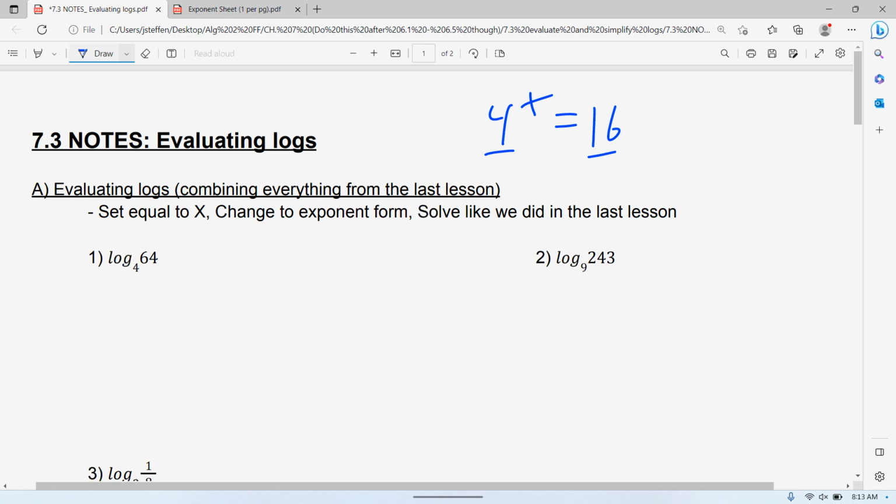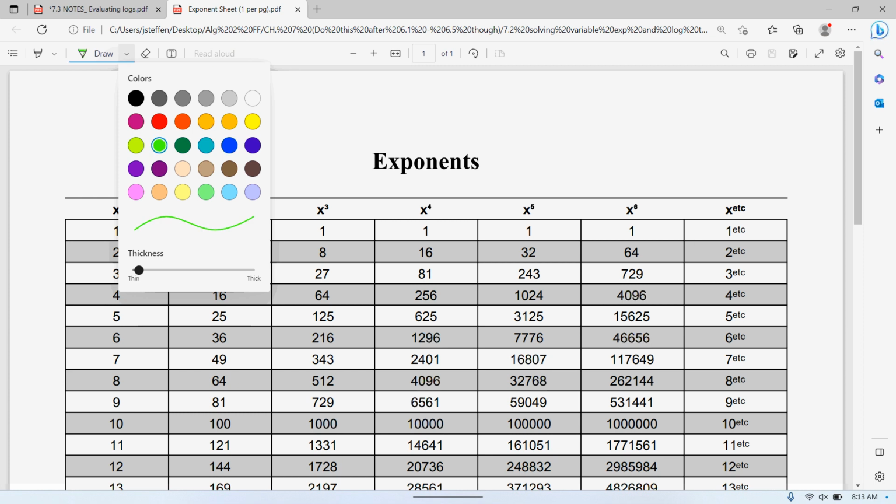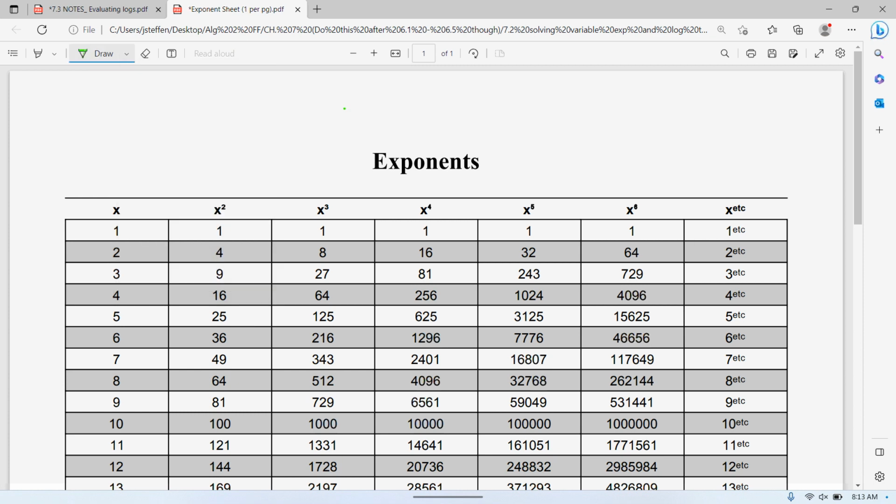The second thing we did in the last lesson was putting things from log form to exponent form and vice versa. Today, we're going to start out with doing both of those in one problem. The exponent form, we're going to solve that by getting the same base. So again, if you want an exponent sheet, I've got plenty of those. I will give you one on the test. Obviously, on the quiz, you can use it so you can have that.